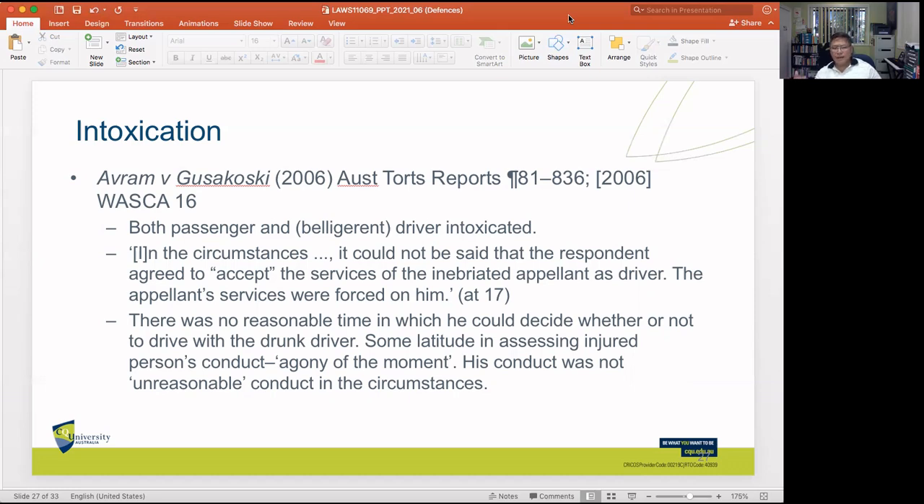So here, there was no reasonable time in which he could decide whether or not to drive with a drunk driver, because the driver just drove off. So there was some latitude in assessing the injured person's conduct in the agony of the moment. His conduct was not unreasonable in the circumstances.